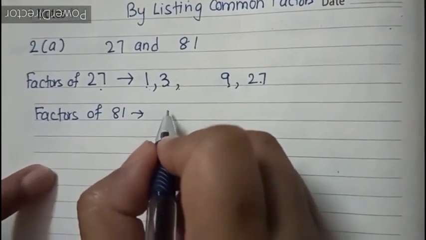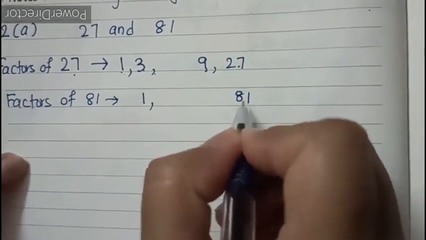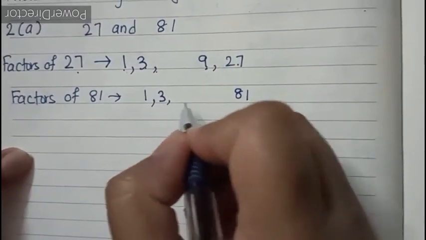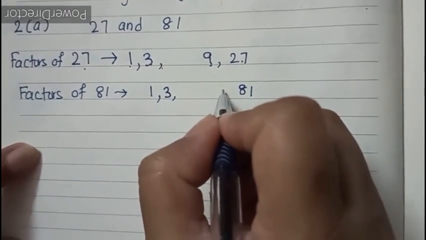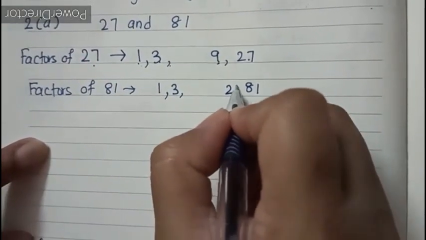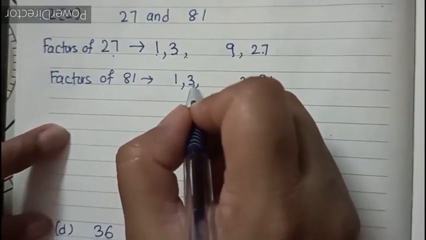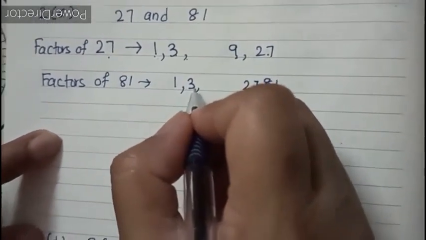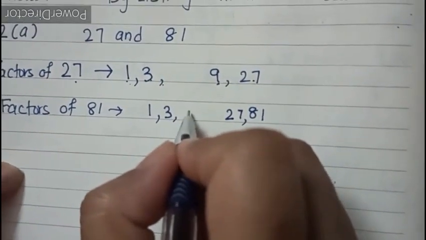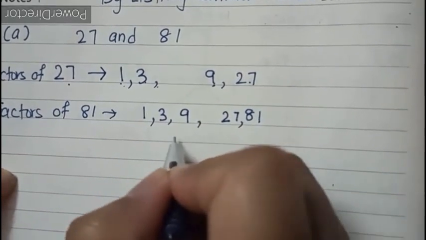Then we will find the factors of 81. So we have 1 and 81, then 3. It will go by 3: 3 twos are 6 and 3 sevens are 21. Then 4 won't go, 5 won't go, 6 won't go, 7 also won't go. Then it goes by 9. 9 nines are 81, we will not write it twice.